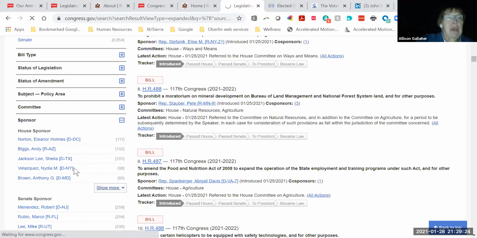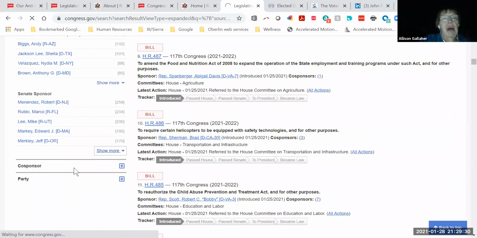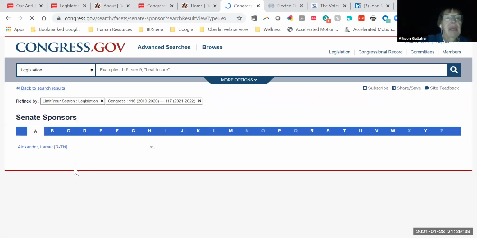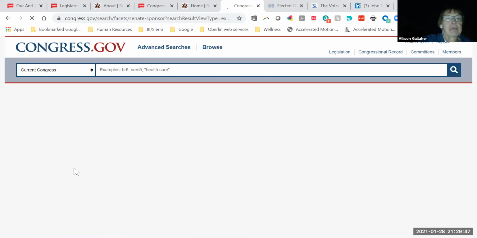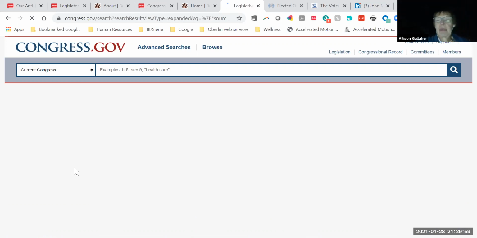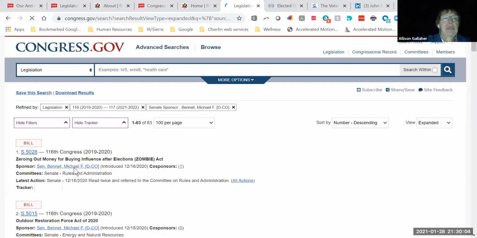So, oops, I'm going to go down to the Senate, and this is in descending order of the number of pieces of legislation introduced. So Robert Menendez was the busiest in the last 2 sessions, but they're all in there. So I'm going to find Michael Bennet. And he's introduced 83 pieces of legislation in the last 2 Congresses. And so now this display is just all of the bills introduced by Michael Bennet.